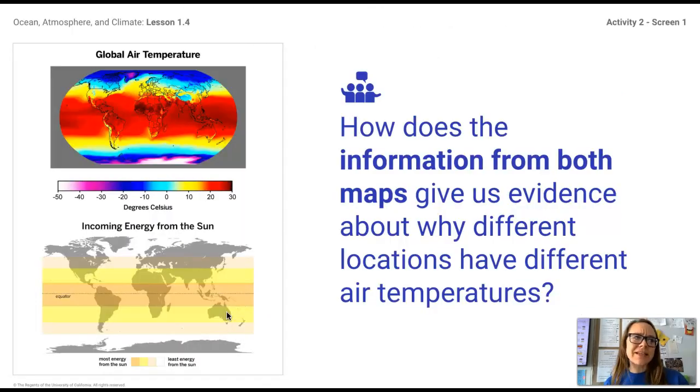So how does this information from both these maps give us evidence about why locations have different air temperatures? Take some time to answer this question now.